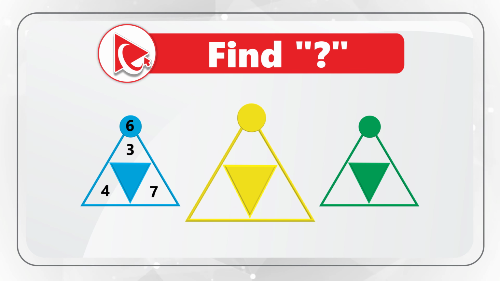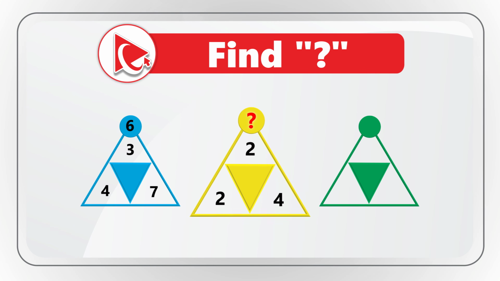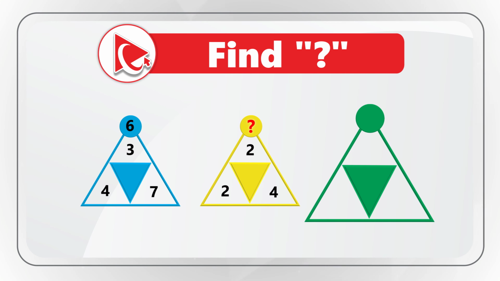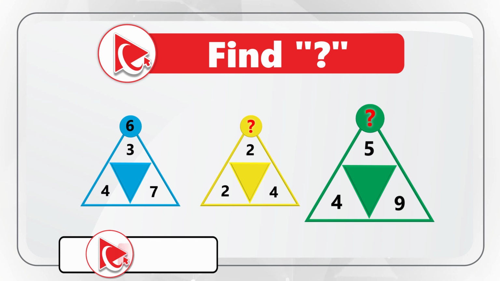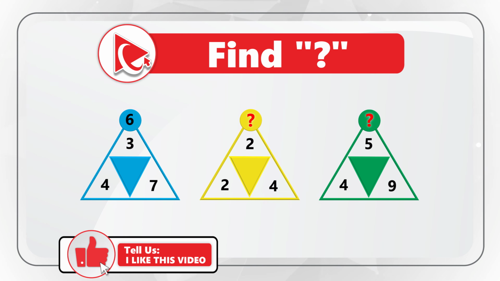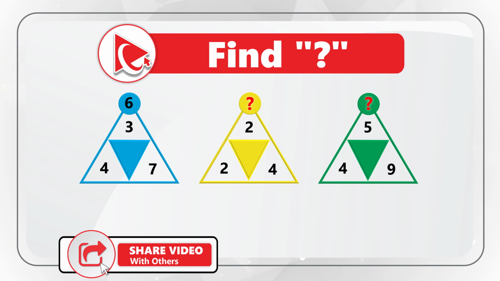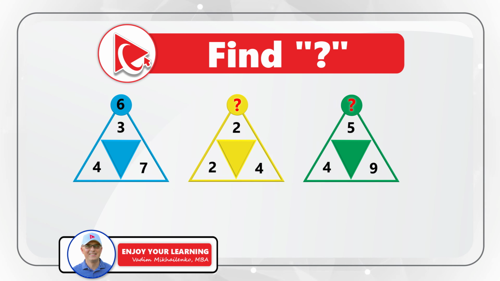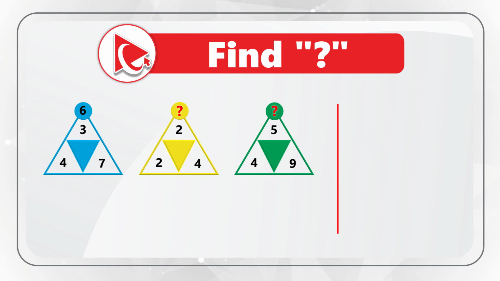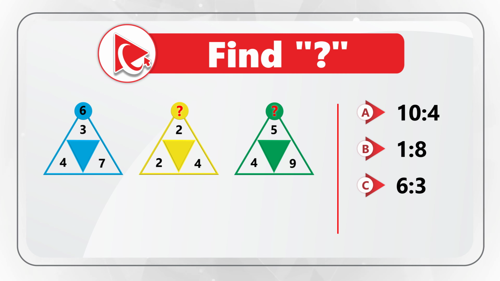Yellow triangle has numbers 2, 4, and 2, and there is a missing number on the top. Green triangle has numbers 5, 9, and 4, and a missing number on the top. Take a close look to see if you can find the 2 missing numbers and select out of 4 different choices. Choice A, 10 and 4. Choice B, 1 and 8. Choice C, 6 and 3. And choice D, 2 and 2.